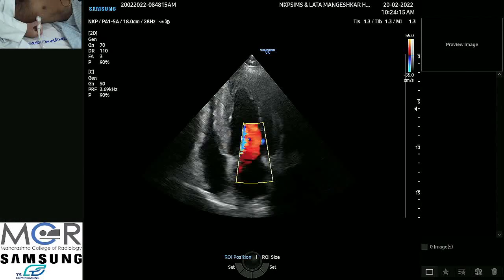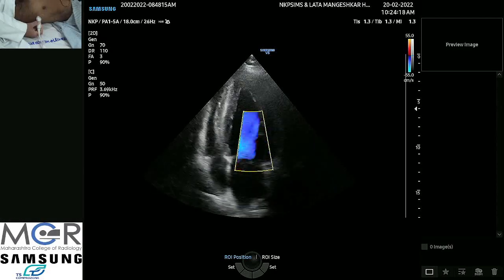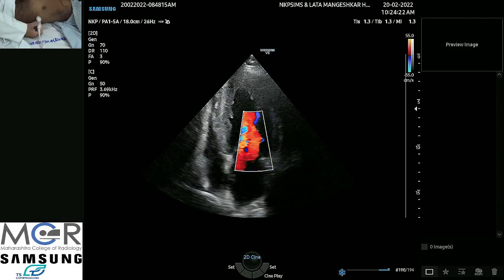Here you can see the flow. Since we have kept the probe or the sector over the mitral valve, this is depicting the flow across the mitral valve. This flow is red. It means it is going towards the probe. The probe is at the top, that is, the probe is close to the LV apex. It means the blood is going from the left atrium to the left ventricle, towards the probe, across the mitral valve. Look at the color. Color is red, that's why it is going towards the probe.